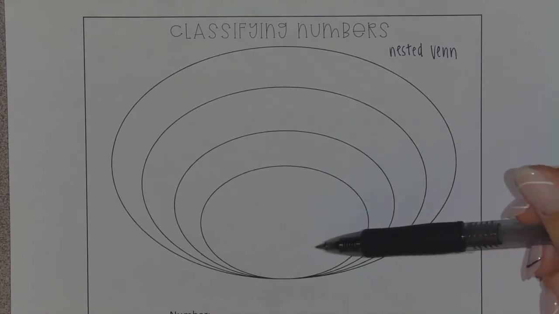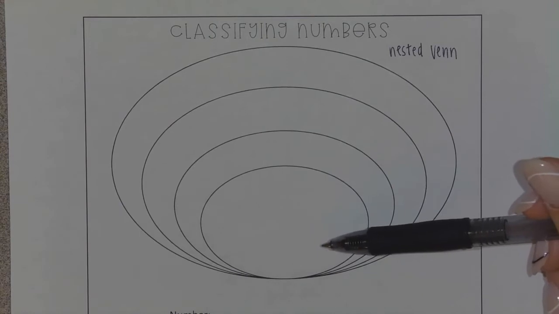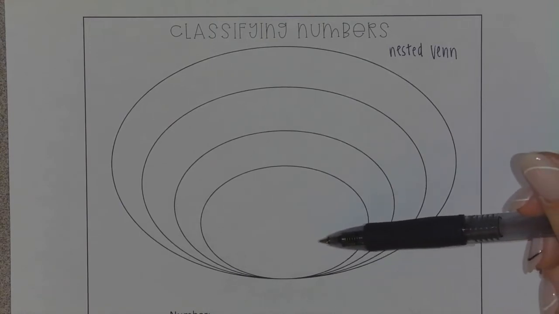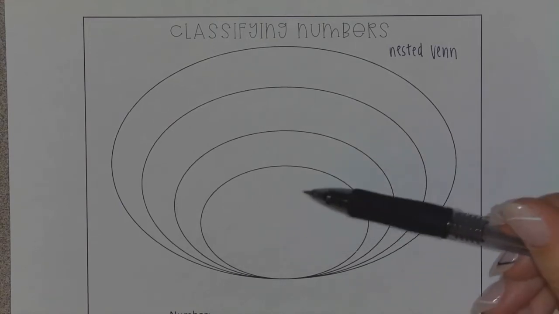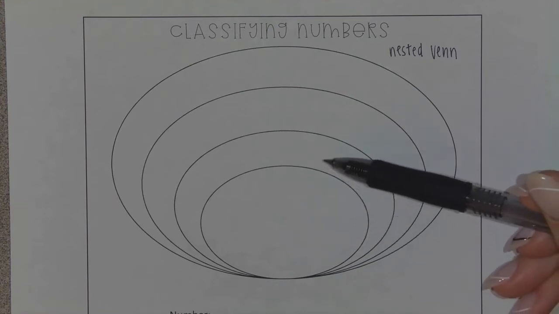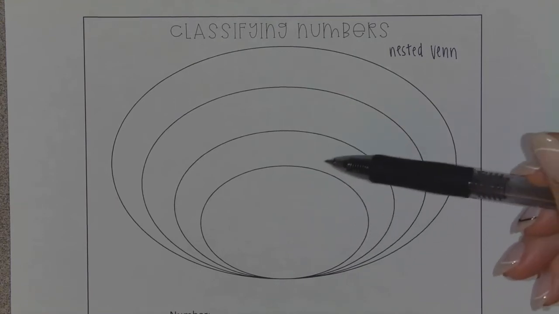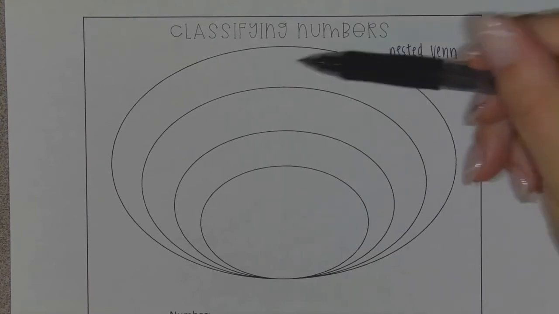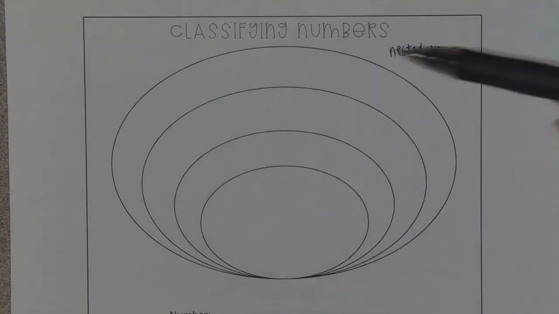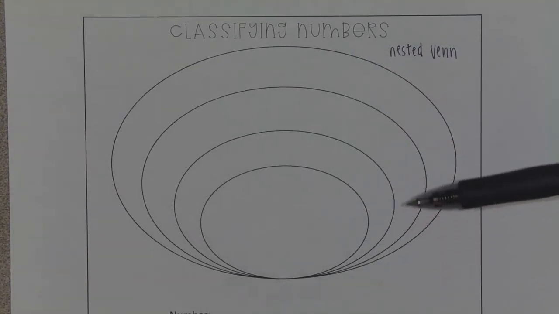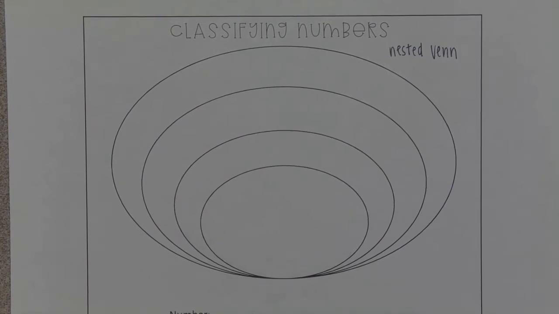So it works the same way, where this smallest circle right here is the most exclusive type of number. It has the most requirements on what can belong in there. But whatever belongs in this circle also belongs to this circle, and so on and so forth as you make your way out. So our biggest circle up here is the most inclusive. It includes all of the types of numbers that we will talk about this year together.